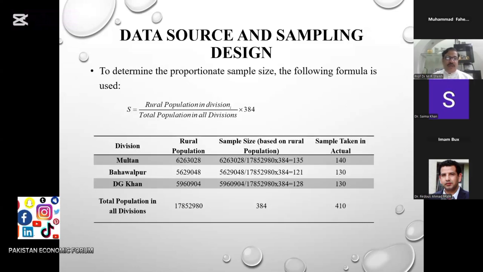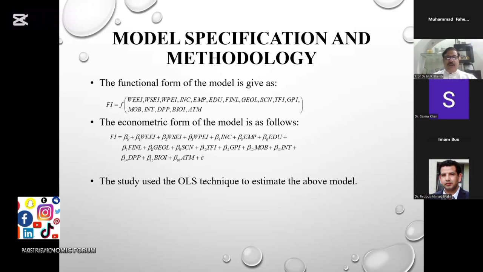You can see here that it is based on the rural population in the division divided by the total population in all divisions. So we have the proportionate sample size: from Multan we got 135, from Bahawalpur we got 121, and from DG Khan we got 128. In total, we have a sample size of 384. So this was the model specification.